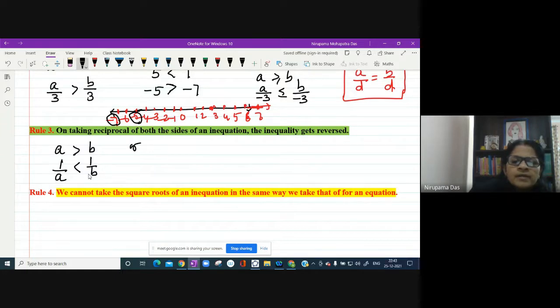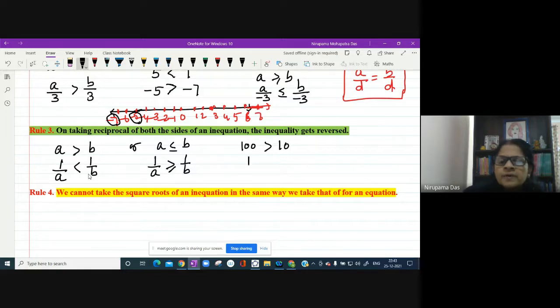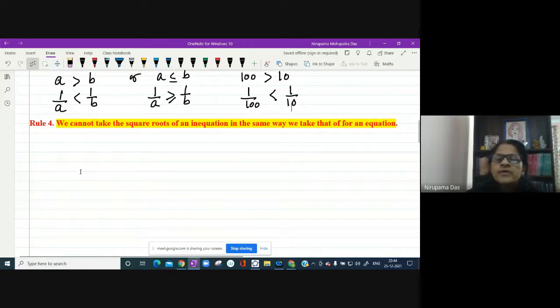Okay, or I can write here A less than equal to B. If I take reciprocal, 1 by A will be greater than equal to 1 by B. Let me take one concrete example. 100 is more than 10. So if I take 1 by 100, obviously 1 by 100 is less than 1 by 10. Okay, because 100th part of 1 and 10th part of 1.